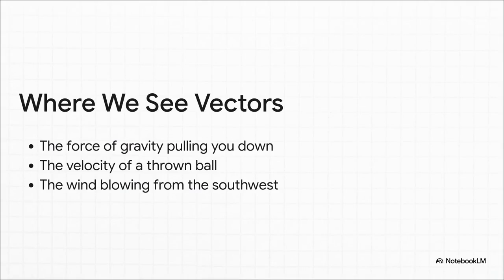And trust me, vectors are everywhere in the physical world. Gravity isn't just some random force. It's a force pulling you straight down. When you throw a ball, it has a velocity, a certain speed, and a specific direction. The wind is blowing from the southwest. You literally couldn't navigate a plane or predict a storm without them.